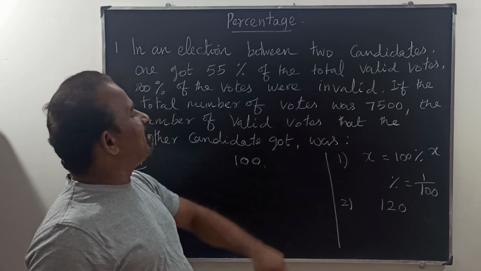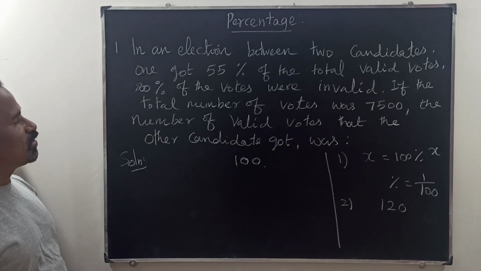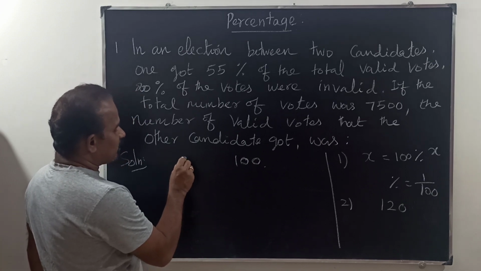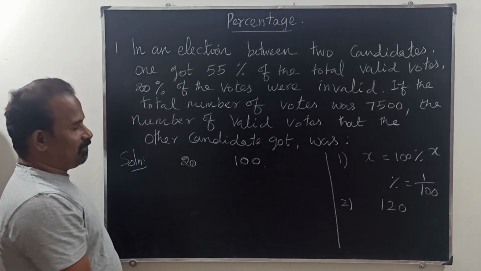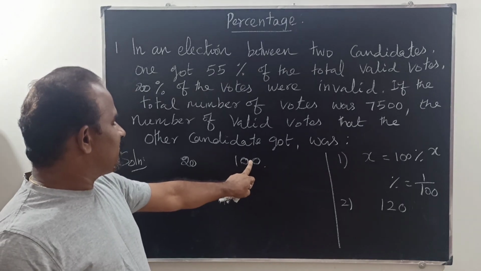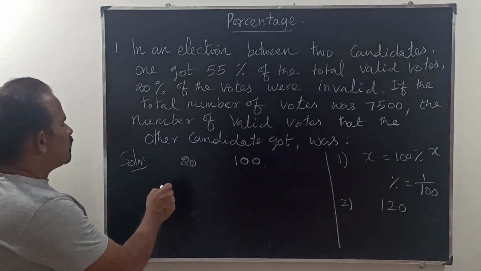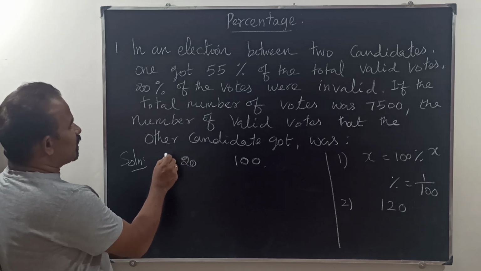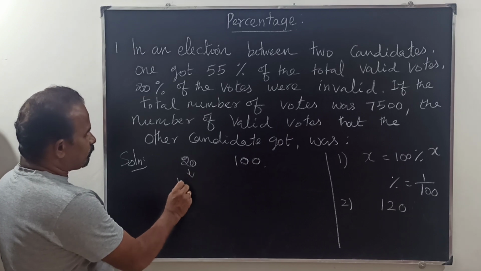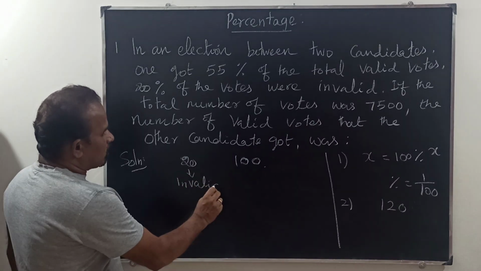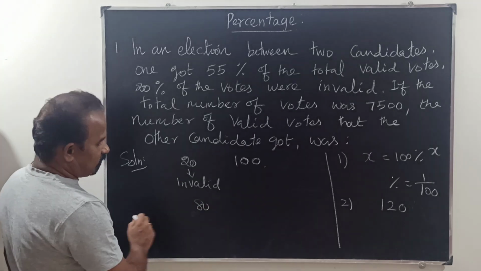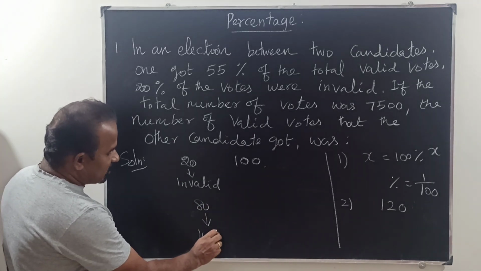20% of the votes were invalid. 20% is nothing but 20, because 10% is 10, 20% is 20. So this is the invalid vote. Therefore the valid vote is 80.